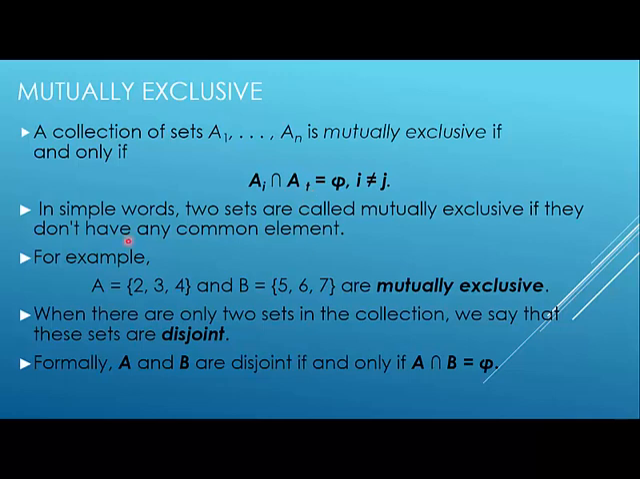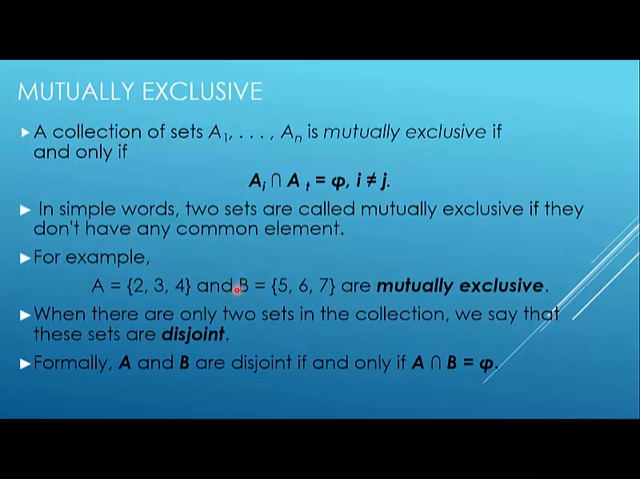Anyhow, in simple words, two sets are called mutually exclusive if they don't have any common element. For example, A is equal to {2, 3, 4} and B is equal to {5, 6, 7}. So these two sets are mutually exclusive. If you take the intersection of these two sets, you will get a null set, phi, which means no elements will be present in that set.